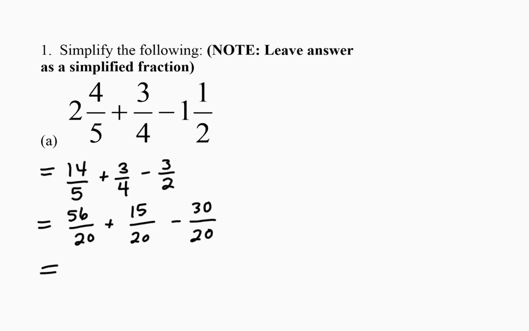And then you can add 56 plus 15 is 71. And then you take away the 30, and you'll get 41 over 20. Remember, you can leave your answer as an improper fraction. You do not need to leave it as a mixed fraction. You just have to make sure that it is simplified. So let's look at the next one.